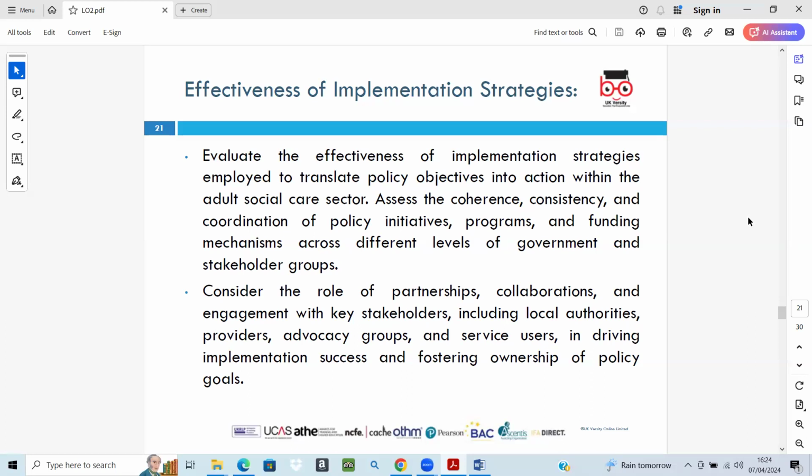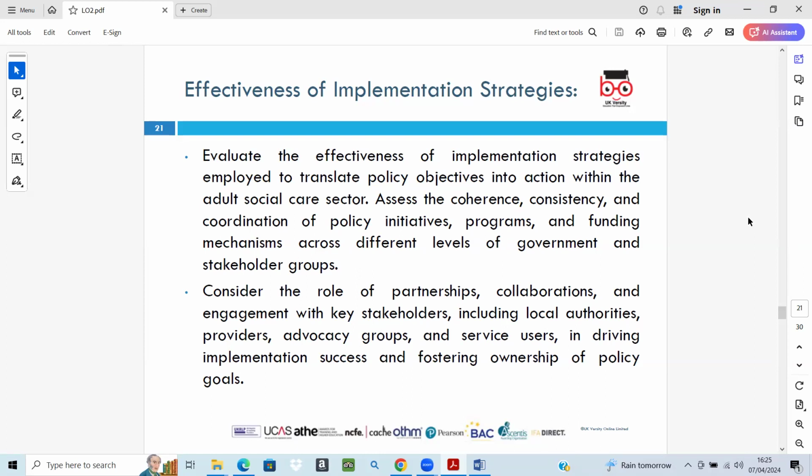What we need to do is identify challenges faced in implementing policy initiatives, such as resources and resistance to change or gaps in communication and coordination. We always explore solutions to overcome implementation challenges. We always look for the strategies to enhance collaboration, improve communication and ensure the resources are effectively implemented.